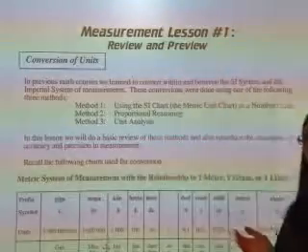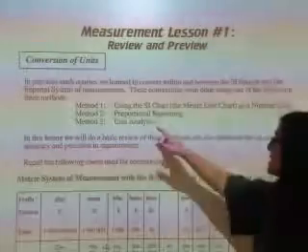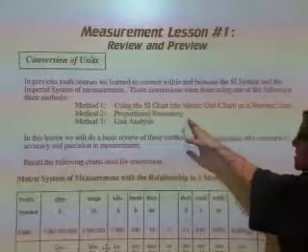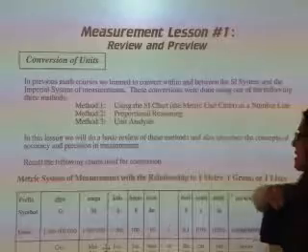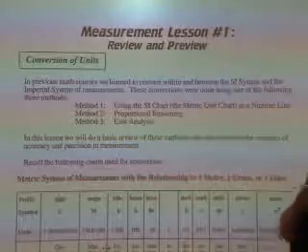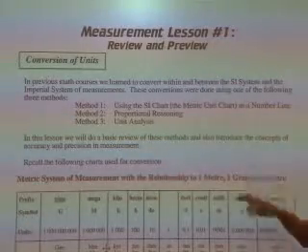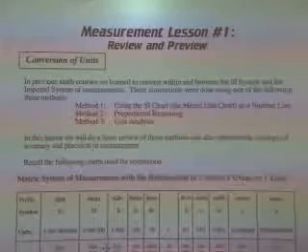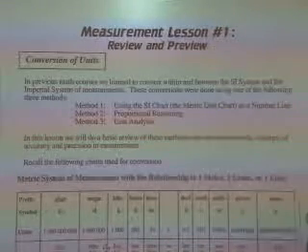So there's three ways that we can convert. We can use the SI chart as a number line, we can use proportional reasoning, and we can use unit analysis. So we're going to review these methods, and we'll talk briefly about accuracy and precision. We're not going to spend a lot of time, but we will touch on it.